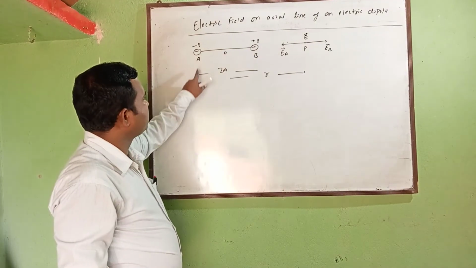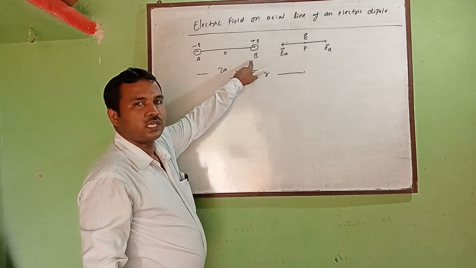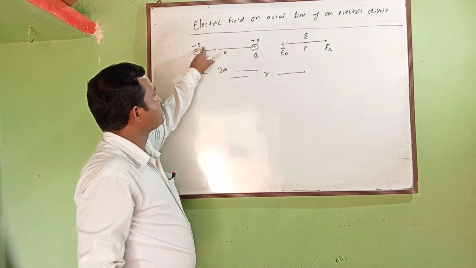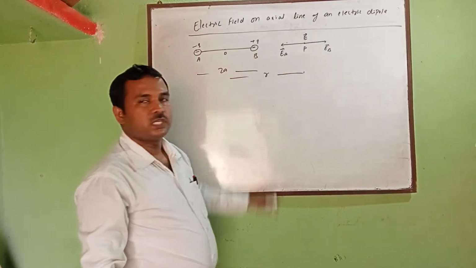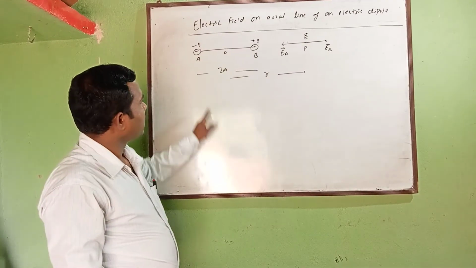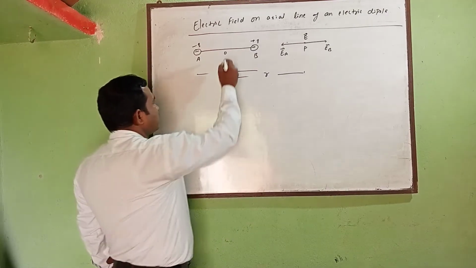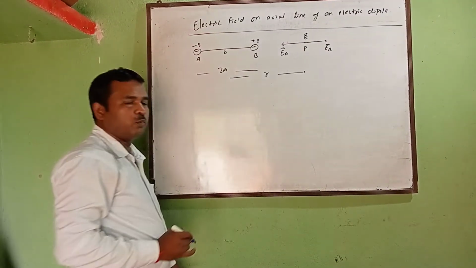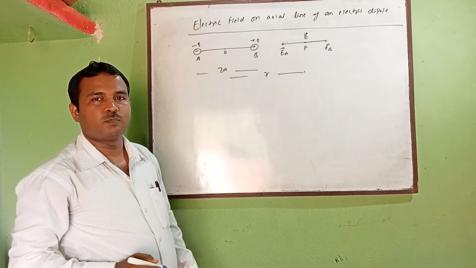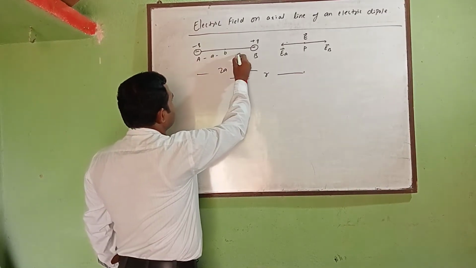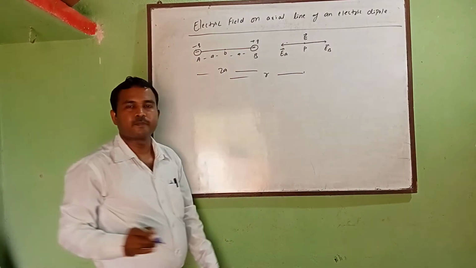That means there are two points, A and B, in which at point A there is a negative charge minus Q, and at point B there is a plus Q charge. And 2A is the distance between them. Suppose that O is the midpoint or the center of this dipole, then this will be A and that will also be A. Can we write here? Okay.